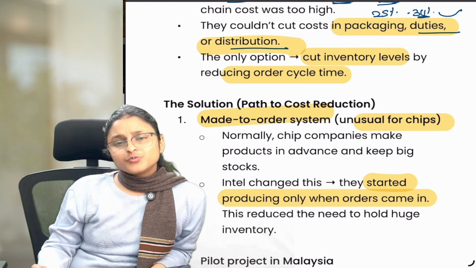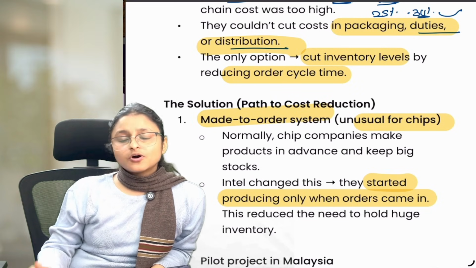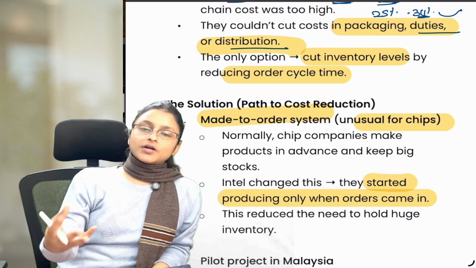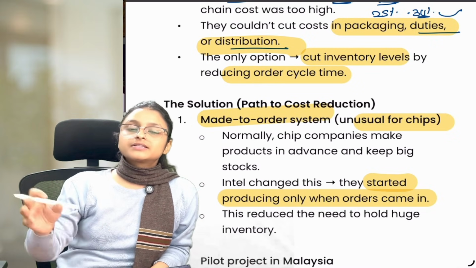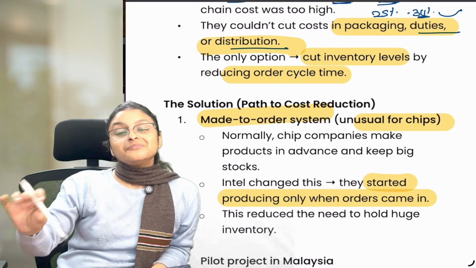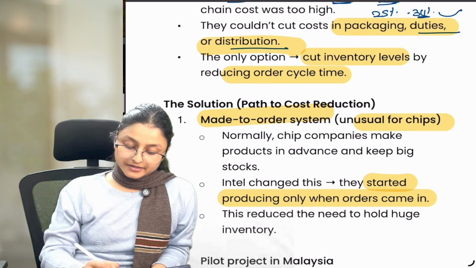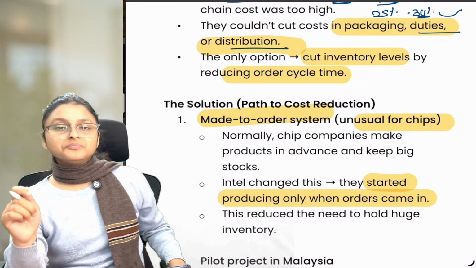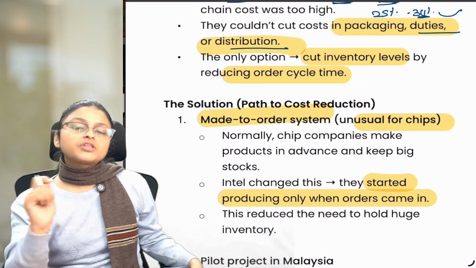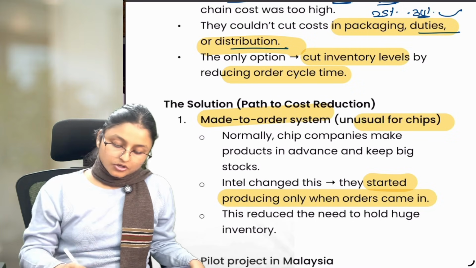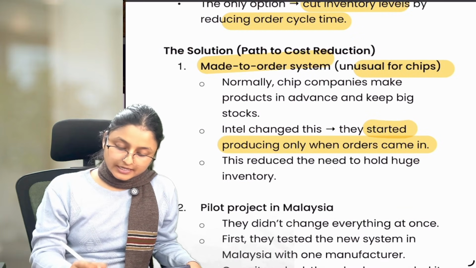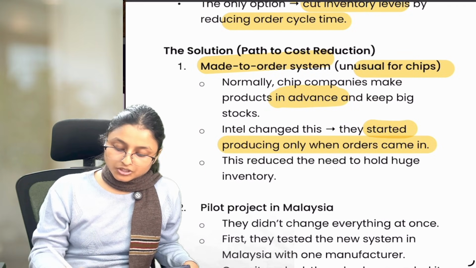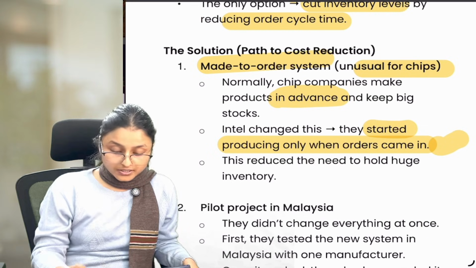Unusual for chips. Mostly companies who are making chips, or even Intel, when they make chips, they make them in bulk quantity, hold them in inventory, and whenever there is an order, they supply the same. But they decided that for Atom chips, they will make to order. That means they'll only make the chips when the order is there. So Intel changed this, making product in advance. They started producing only when the orders came in.